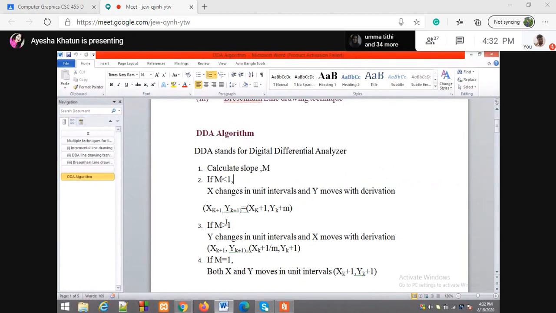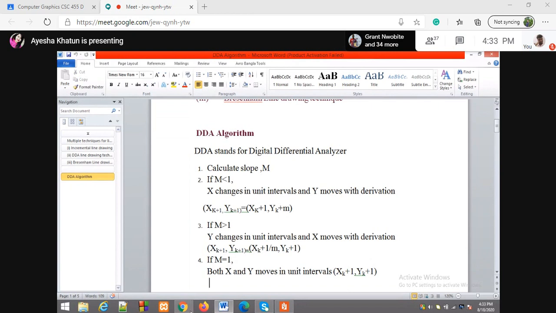And for the second case, if m is greater than 1, in that case y will be incremented by 1 unit and x will be incremented by 1 by m. That means the initial value of x plus the inverse of the slope. That is the derivation. So we will see how this value comes, and then y will be incremented by 1 unit, so yk plus 1. And if m is equal to 1, both of them will be incremented by 1 unit. So we will not go for that. We will see only these two derivations, how the value comes.